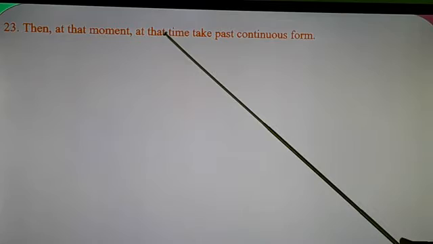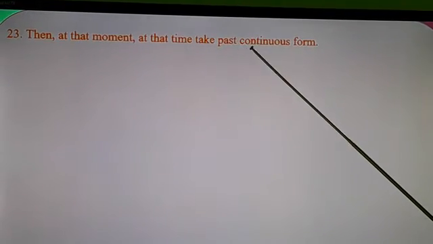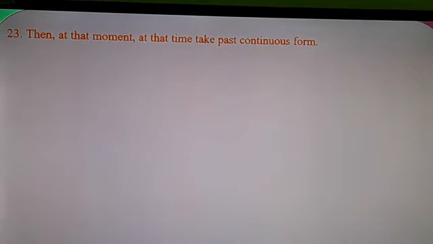Alright, next we have another rule: if you find the words at the moment or at the time in a sentence, it is considered as past continuous. I mean, if you find these words in a sentence, you will make the sentence past continuous. So there are some examples. If I say, Kanis was reading at the time.